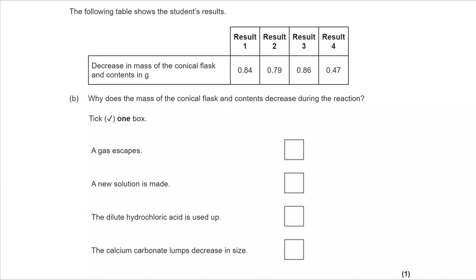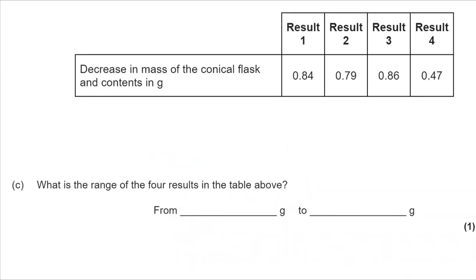Moving on to part B, and we've got some student results. Why does the mass of the conical flask and contents decrease during the reaction? Well, it does relate back to that equation that we've just looked at. We made CO2, CO2 is a gas, and the gas escaped into the air. So, although it still exists, it wasn't there on the balance to be measured. So a gas escapes.